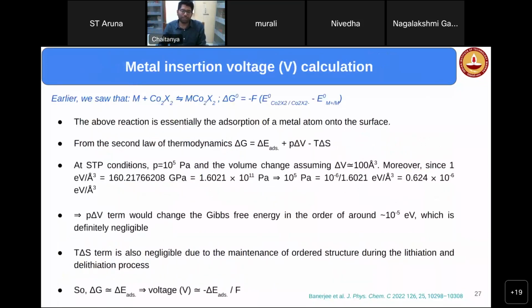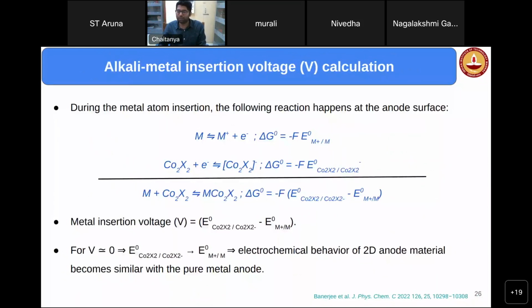If you see the simple reaction, you know that metal is going to give rise to metal ion plus the electron, and here the cobalt anti-MXene is the one that is taking the electron. If you just add these two equations, what you get is the metal insertion voltage. This is the metal insertion voltage equation, and we want the anode voltage to be low, close to 0, which means how much energy you need to add the electron. This particular reaction and this particular reaction should be roughly the same.